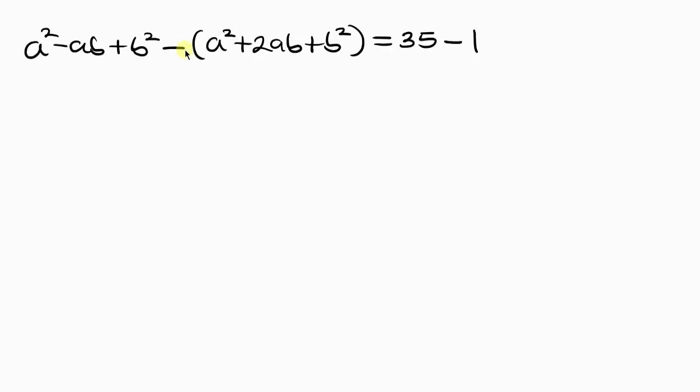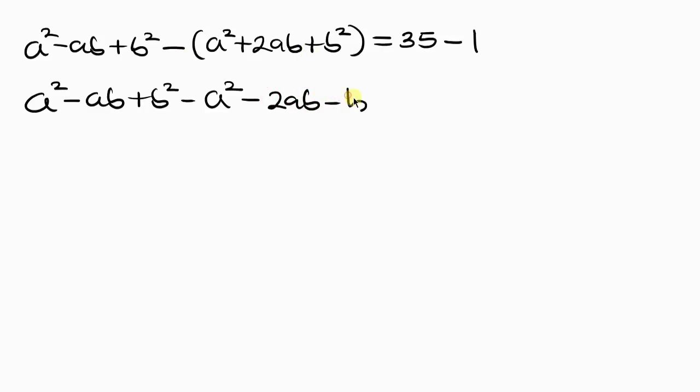And now let's open up the bracket using this minus. So we have a squared minus ab plus b squared. So this becomes minus a squared. Minus times plus is minus 2ab. Minus times plus is minus b squared. Very good. So this is equal to 35 minus 1, which is 34.